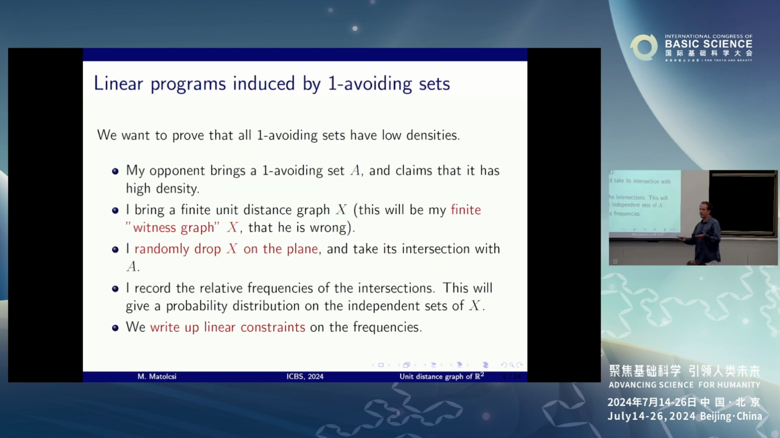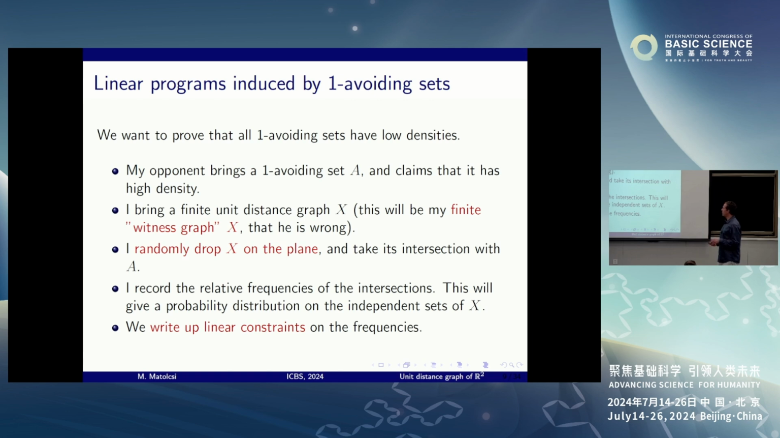So let's go on to a hierarchy of linear programs, because we are going to give upper bounds on the density of a one-avoiding set by certain linear programs. So how do you do that? Well, we want to prove that all one-avoiding sets have low densities, low meaning less than 1/4. So what happens? My opponent, say you bring me a set and claim that it has very high density, say 0.26. And I have to prove that you are wrong. How do I prove you are wrong? I'm going to bring a finite unit distance graph X. This will be my witness graph, proving that you are wrong.